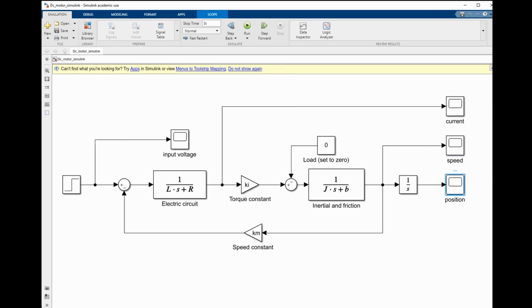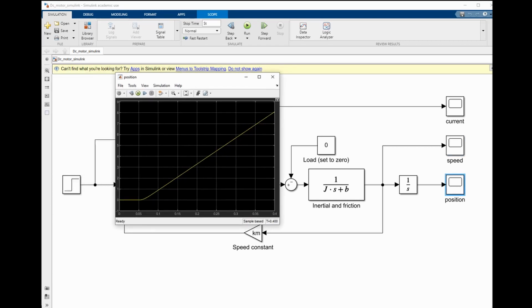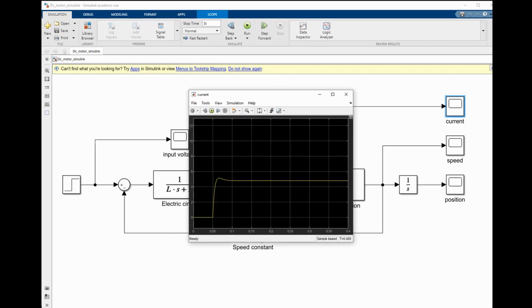The position is the integral of the speed, and we can see here a small transient, and the position then keeps going up in a steady state. Let's look at the current. The current starts at 0, and when the voltage is applied, there is a spike in the current around this point, and then the current decreases and settles at around 5 amps.